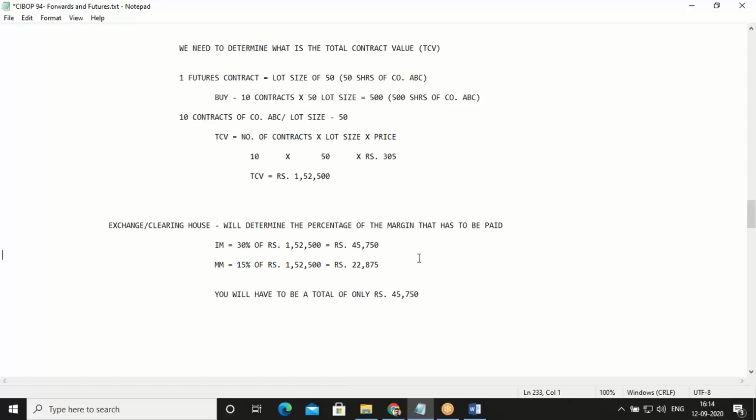Let me also clarify one point. Let's say you made a profit, you cannot withdraw that profit. Let's say you made 10,000 rupees profit and your account balance is 55,750. You cannot withdraw that 10,000 rupees if you're still in the contract. You have to exit the contract, then only you can withdraw the 10k. All right, is this clear with everyone?